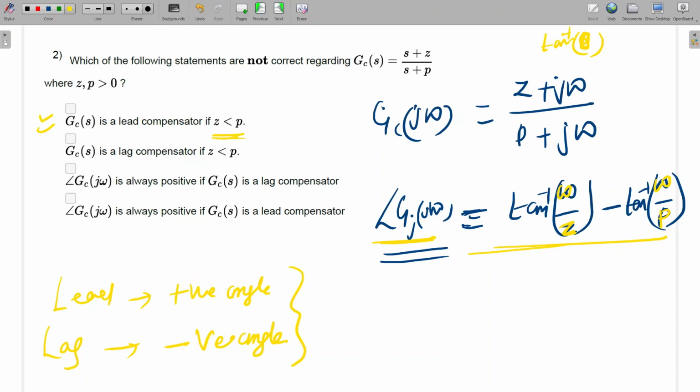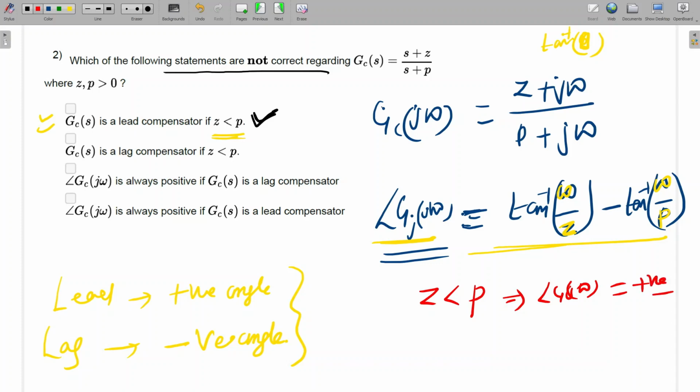But the question is asking the opposite. See, this also we should be careful. Which of the following statements is not correct? So this is correct only, but the question is asking which is not correct. So sometimes we make the mistake, like we find the correct option and tick it. So Z less than P, angle will be positive, means lead compensator. Z less than P, lag compensator.